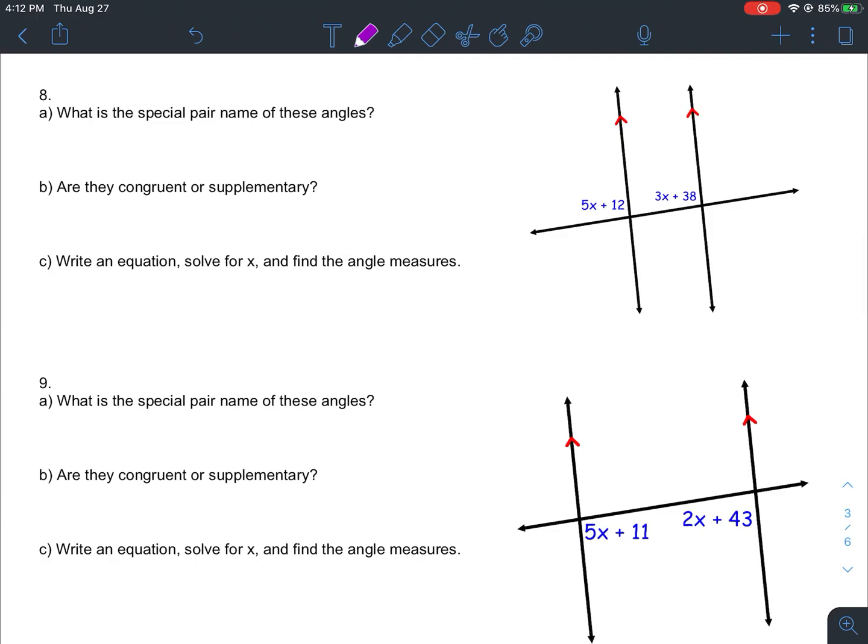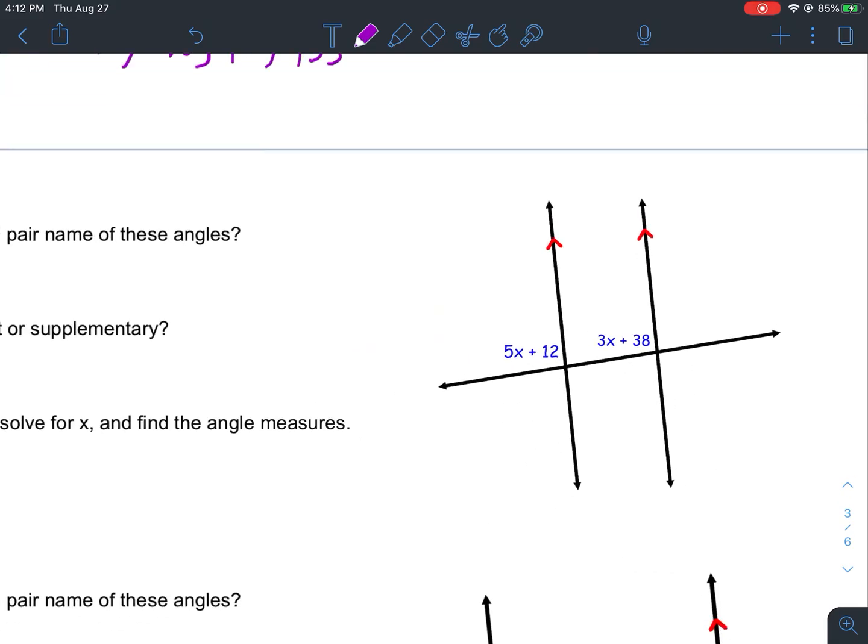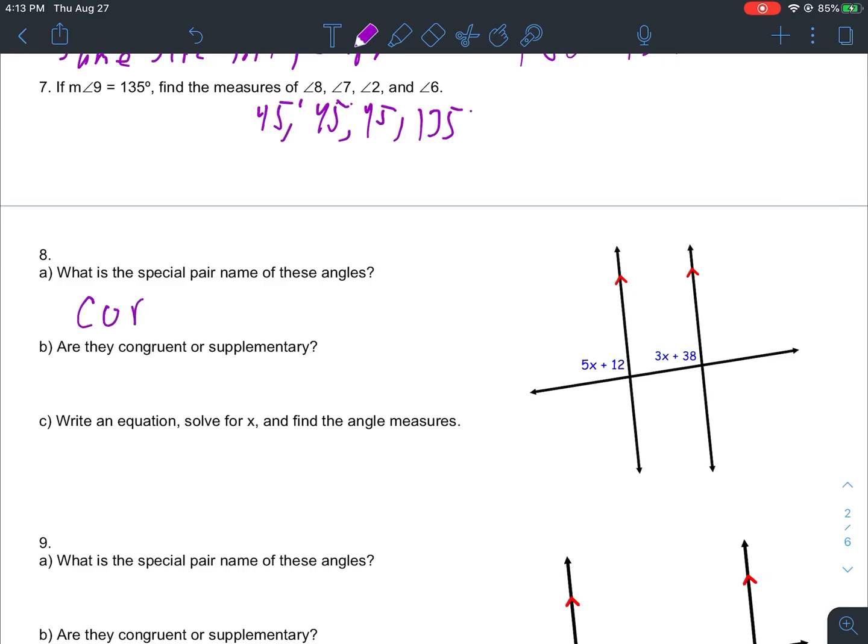What is the special angle pair for those angles, congruent or supplementary? Solve for x, and find all missing angle measures. Well, they're on the same side of the transversal, and they're in the same spot. That would make them corresponding. Corresponding are always congruent if the lines are parallel, which they are because we know those arrows. Congruent means equal, so I set these two equal to each other.